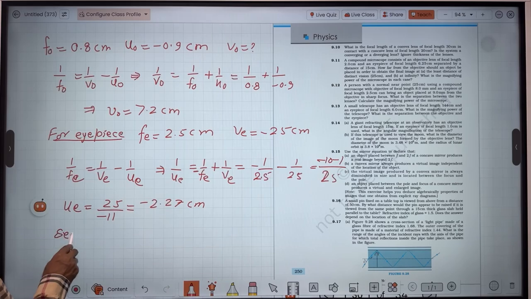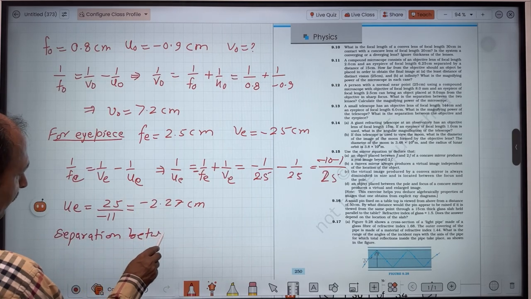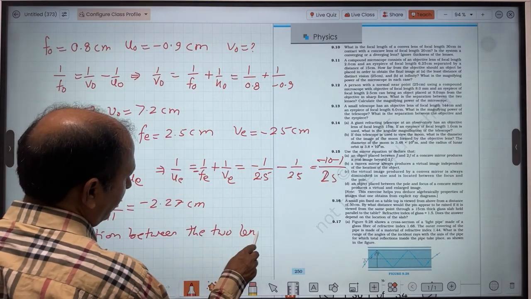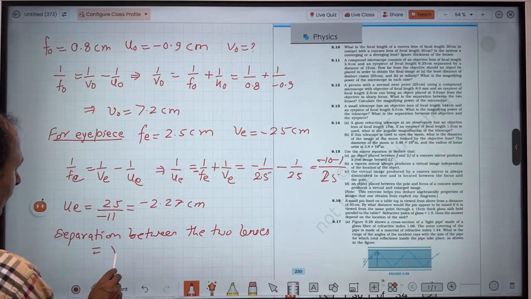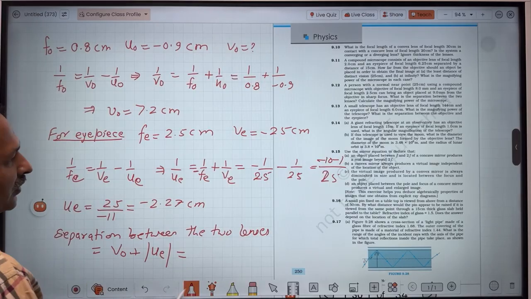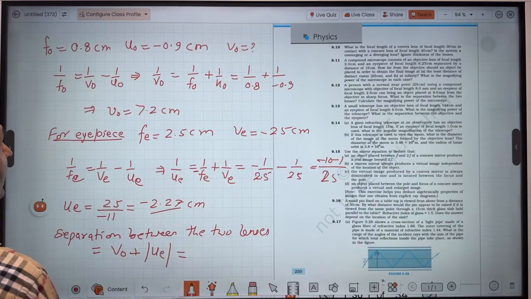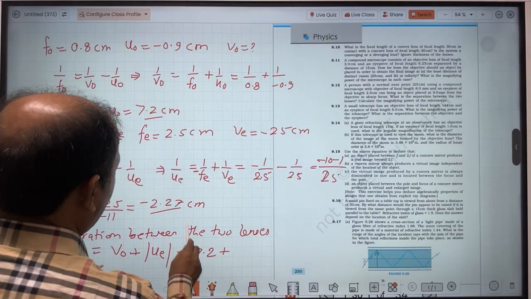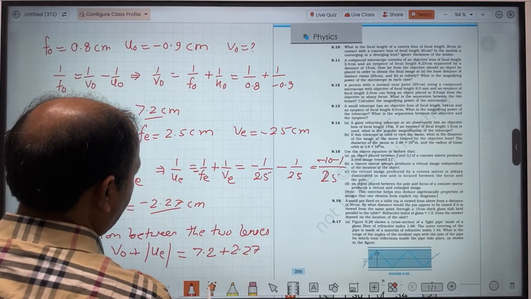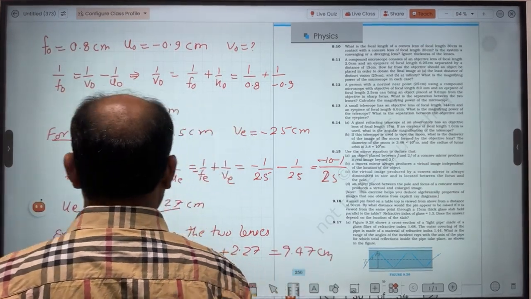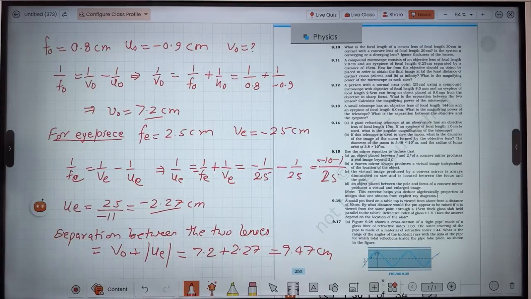Right. Now, separation between the two lenses can be found by VO plus UE. So, separation between the two lenses will be equal to VO plus modulus of UE. So modulus of UE, this thing, and the VO we have got at 7.2. So just write 7.2 plus this value 2.27. So that will be 9.47 centimeters. Right.